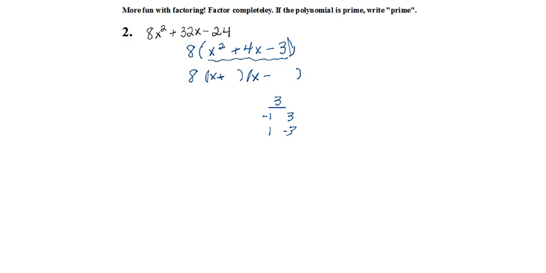So that means that we are going to keep this answer here. What's inside your parentheses does not factor any further. So what's inside the parentheses is prime. However, our answer for this one is not prime because we did factor something. We factored out that GCF of 8, okay? So that's a common mistake. You're not writing prime for this one. You're writing the factored out version. We did factor out that greatest common factor.